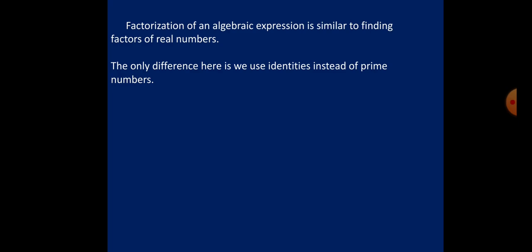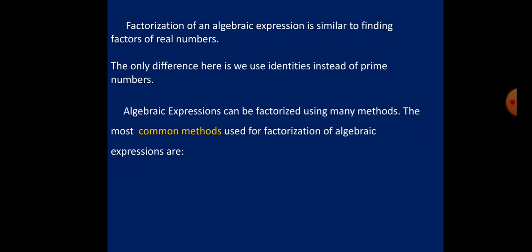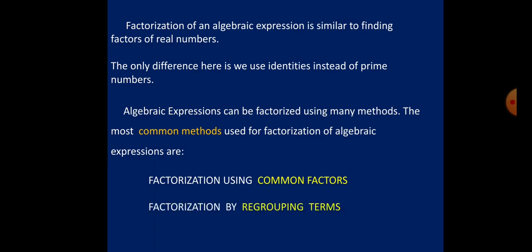Factorization of algebraic expressions is similar to finding factors of real numbers. The only difference is that we use identities and many other methods instead of just prime numbers. Algebraic expressions can be factorized by many methods. Some of the most popular methods are as follows: factorization using common factors, factorization by regrouping terms, and factorization using identities. Well, there are many other methods, but we will focus on these methods only.